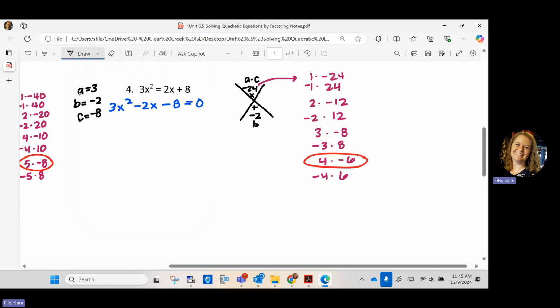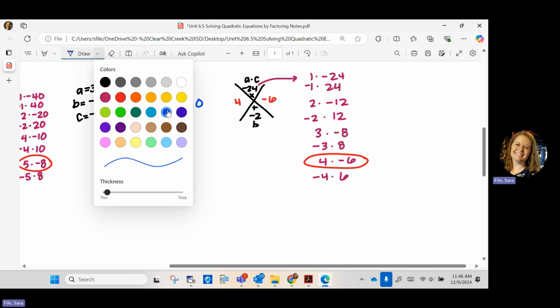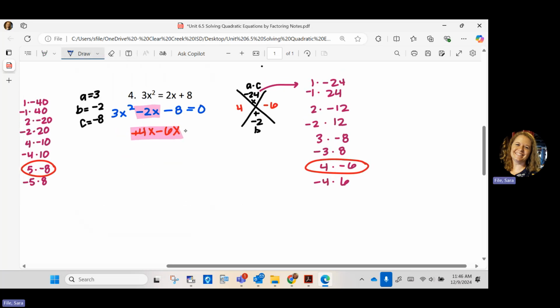So that means that this trinomial, oops, A was not 1, so this is going to look a little different. In this trinomial, I'm going to replace that middle term, and I'm going to use the 4 and -6. So +4 and -6 are going to replace this -2. So +4x and -6x. That's the substitution that I'm doing here in the equation. The rest of it is going to stay the same. There's going to be that -8 and that 3x squared.